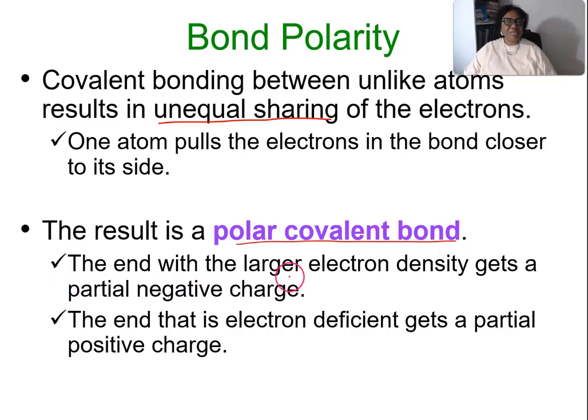The end with the larger electron density gets a partially negative charge, and the end with electron deficiency gets a partial positive charge.